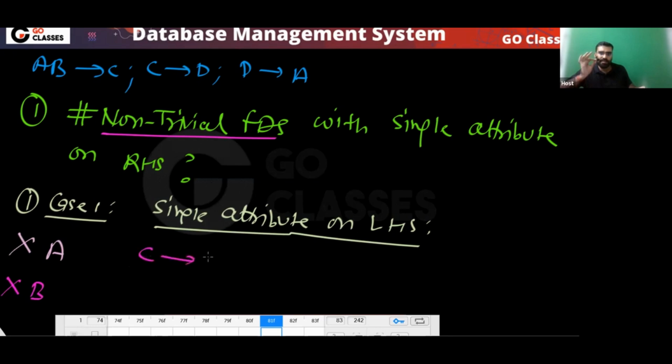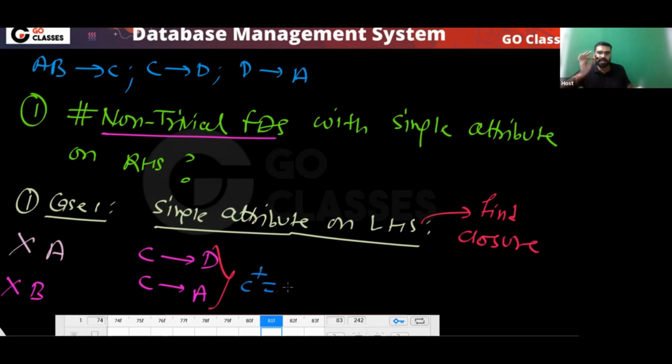C can give you D, and C can also give you A. Remember, you have to find the closure. Single attribute on LHS, find the closure. So for C, if you find C plus, that will be CDE. So the non-trivial FDs will be C determining D and C determining A. So there are two, correct?